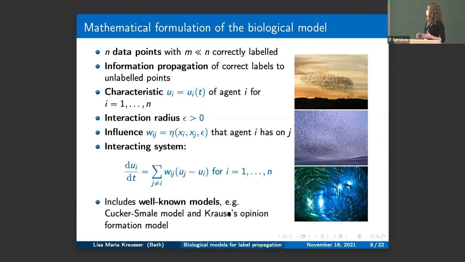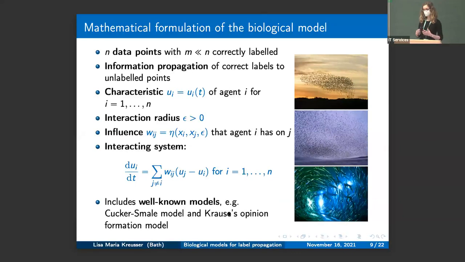Now you might wonder how all of this, what I've described so far, might be related to those biological models. Here the idea is that we are considering n data points where m of those points are already correctly labeled, and we assume that we have a very small number of labels. And we want to understand how information propagation works for those correctly labeled points.